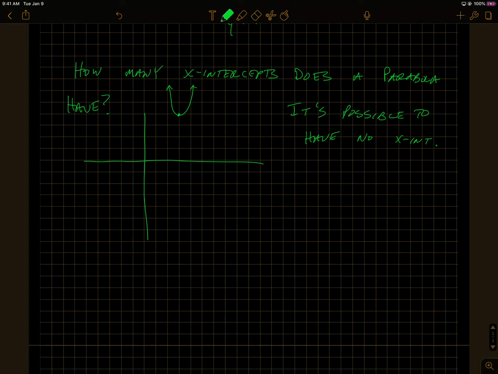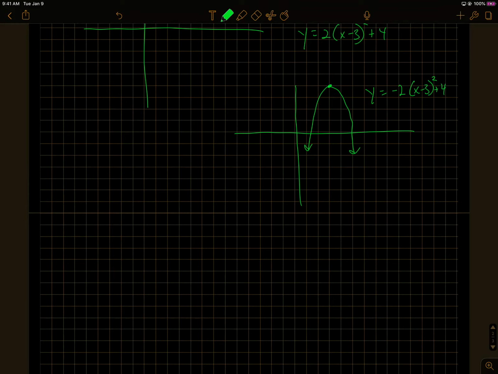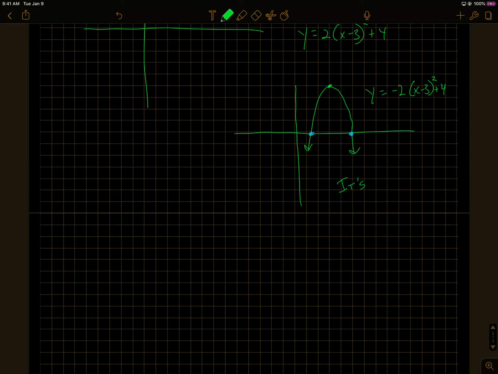We know that equation was y equals 2 times (x minus 3) squared plus 4. How about if I took this one and I reflected it over the x-axis? Now how many x-intercepts does it have? This one's negative 2 (x minus 3) squared plus 4. This will have x-intercepts in 2 spots, here and here. So it's possible to have 2 x-intercepts.